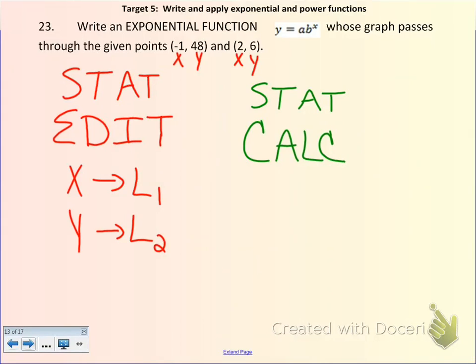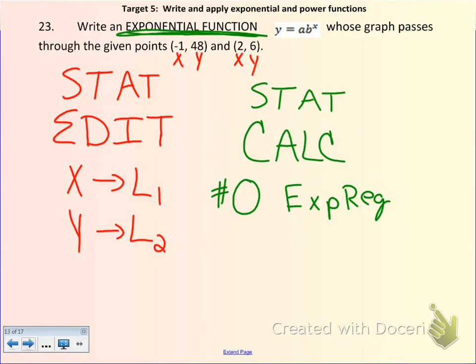And here we want an exponential function. So that means that's number 0 on your Calc menu. You can scroll down or just hit the 0 button. Either way is fine. And that stands for the EXP REG, which is exponential regression. And that's going to tell us the equation of the line. So you hit all those buttons, and you're going to come up with the answer of y equals 24 times 1/2 to the x power.